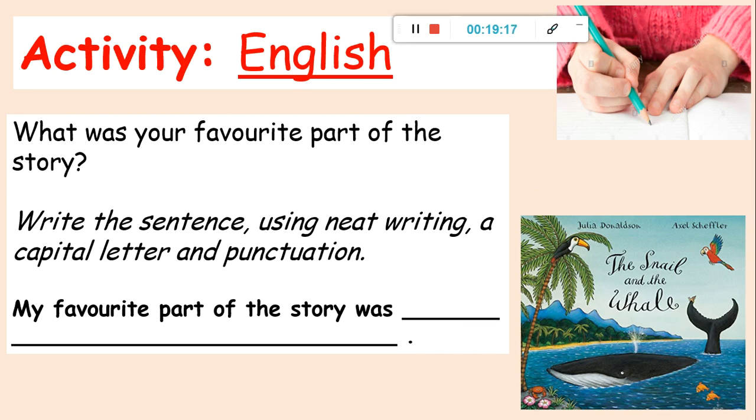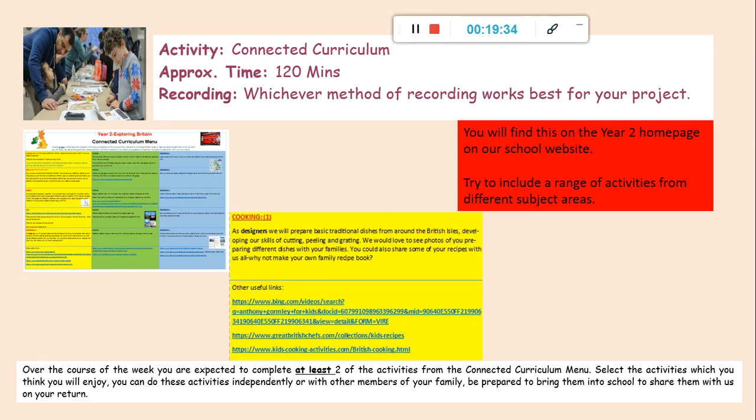So pause it here. When you've written that sentence, come back and I will go through connected curriculum briefly and your mindfulness activities. Okay guys, welcome back. I hope you've enjoyed doing that. Well done. Nice morning of activities this morning.